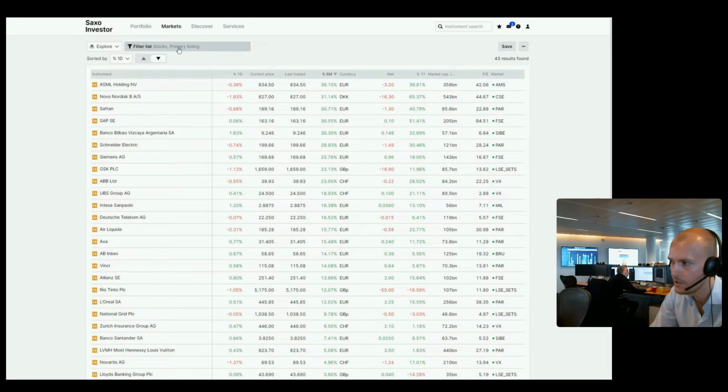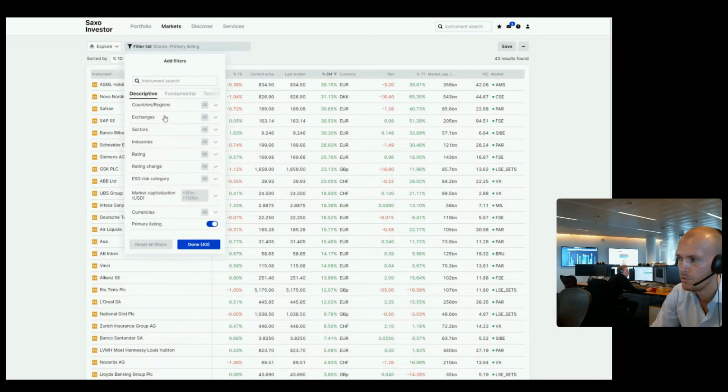Another thing that you can do on the screener tool is if you click on the filter list up here, you will be able to sort it even more, because we have more than 60,000 things to invest in through Saxo. 60,000 is a lot when you only need probably 10. So you could filter it down.